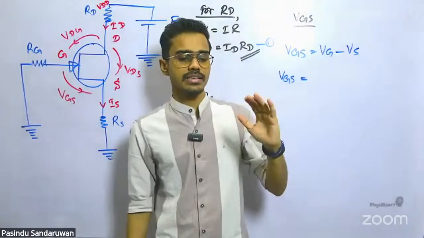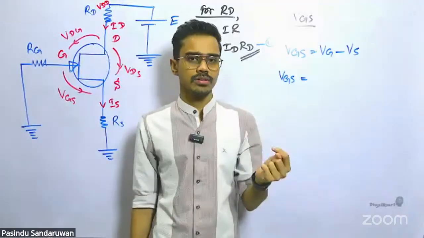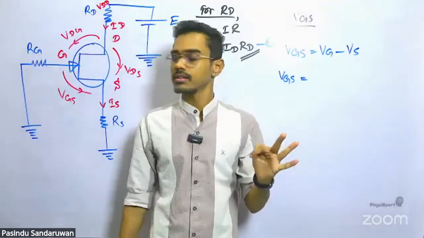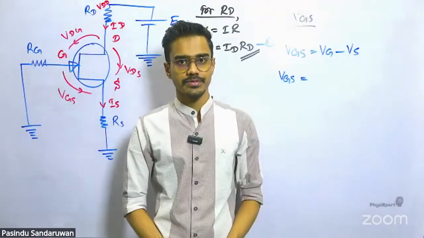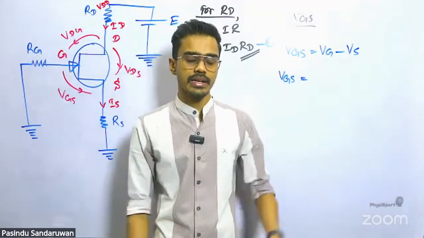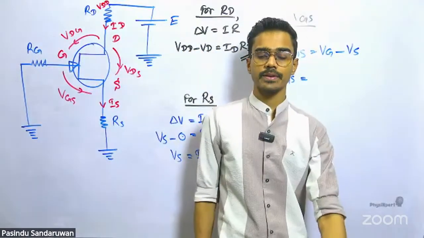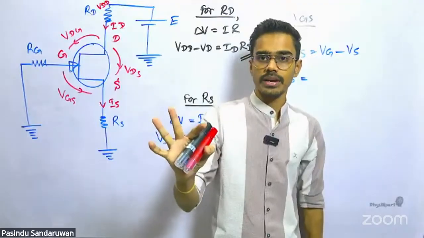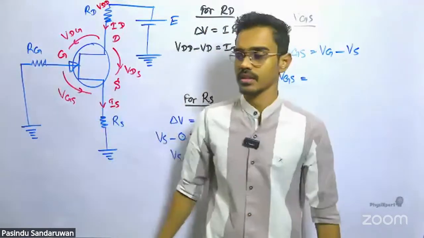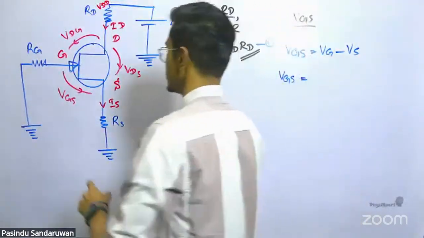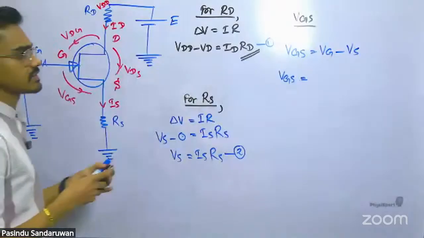The reason to connect that RG is that even if a small current tries to come through, the resistor is connected for safety to omit that current. Usually RG is connected with a very high value like mega ohms, because we always have to keep IG 0. So a very high resistor is connected. Then we know VG equals 0, since no current flows here.